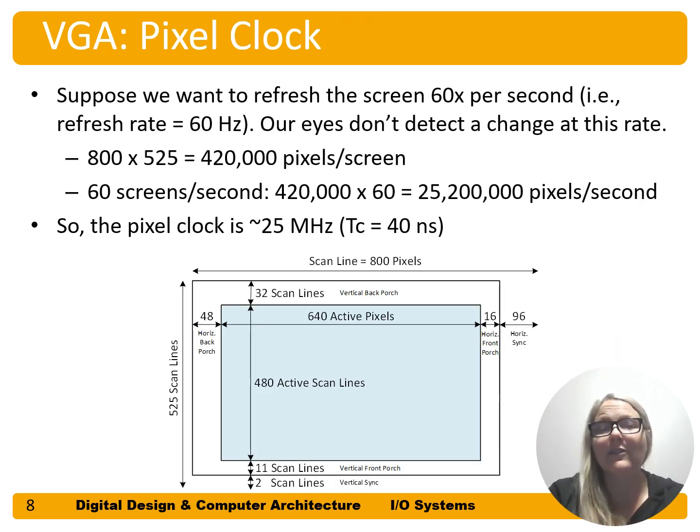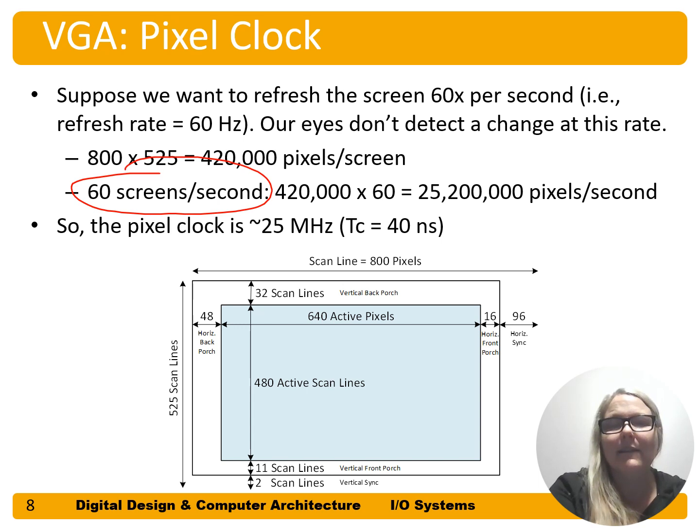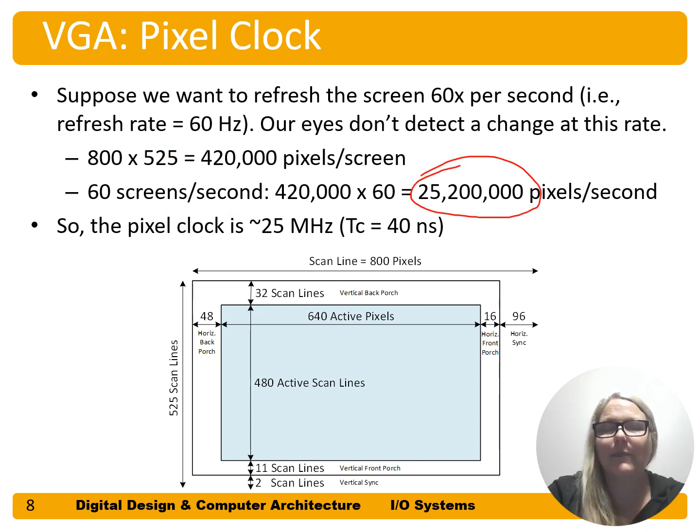So let's suppose we want to refresh the screen 60 times per second. So in other words, the refresh rate is 60 Hertz. Our eyes don't detect a change at this rate, and so that's a good rate to have. 2 Hertz we would see flickering, but 60 Hertz is a good rate. So if we have 800 by 525 pixels, in other words, a total of 420,000 pixels per screen, and we want 60 of those per second, so 60 screens per second times 420,000 is around 25 million, so 25.2 million.